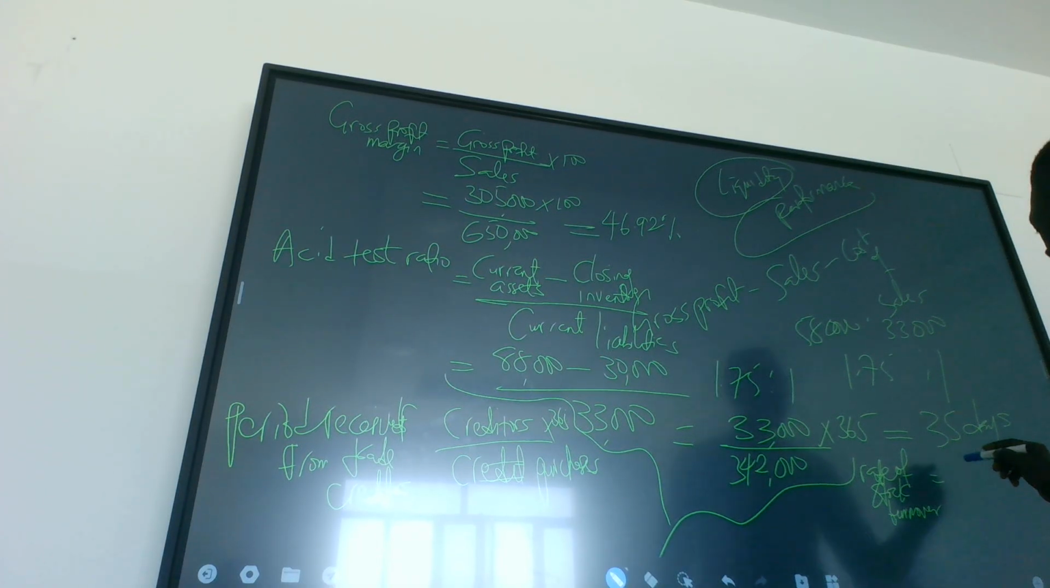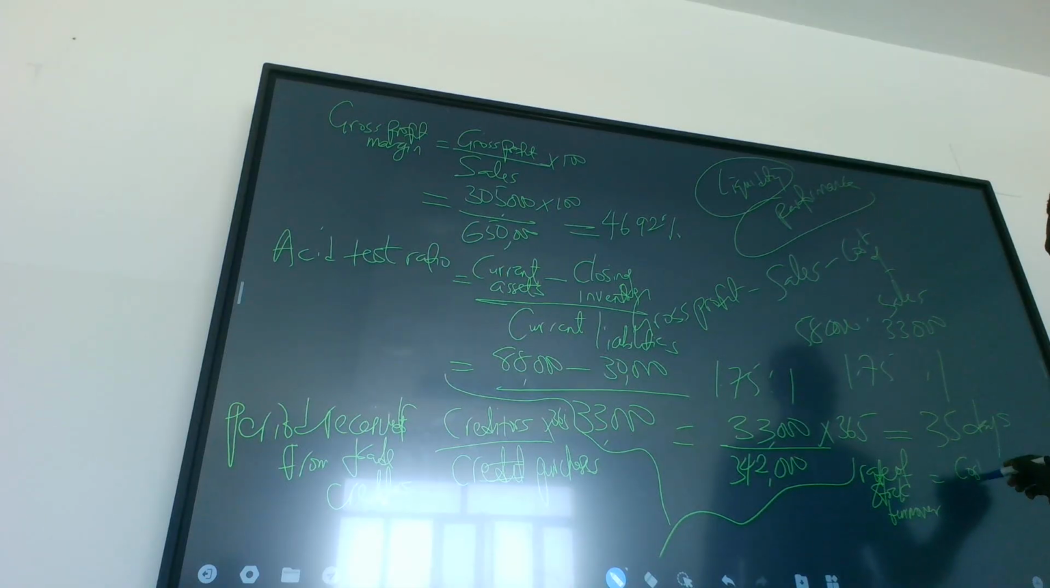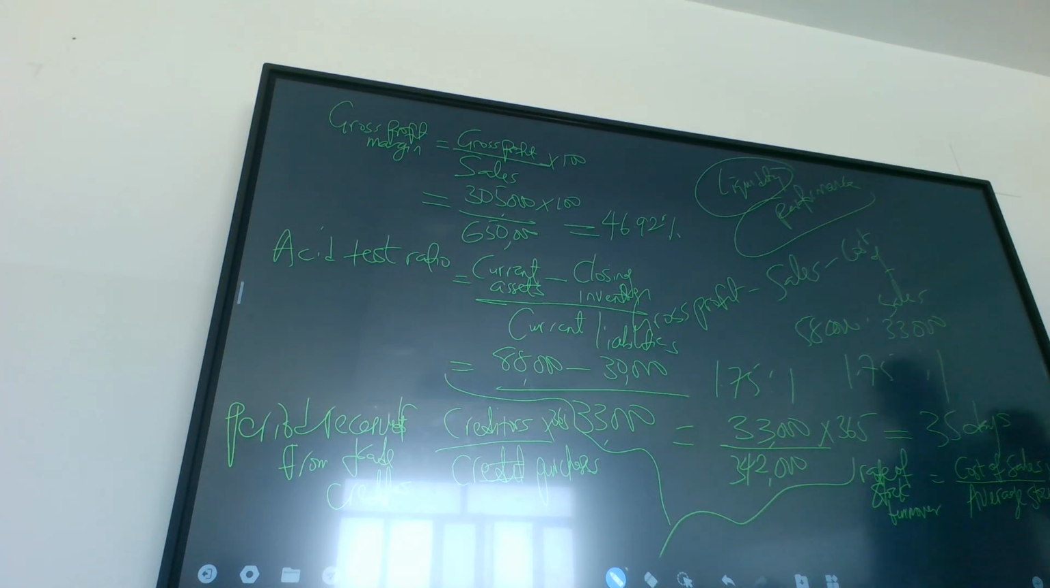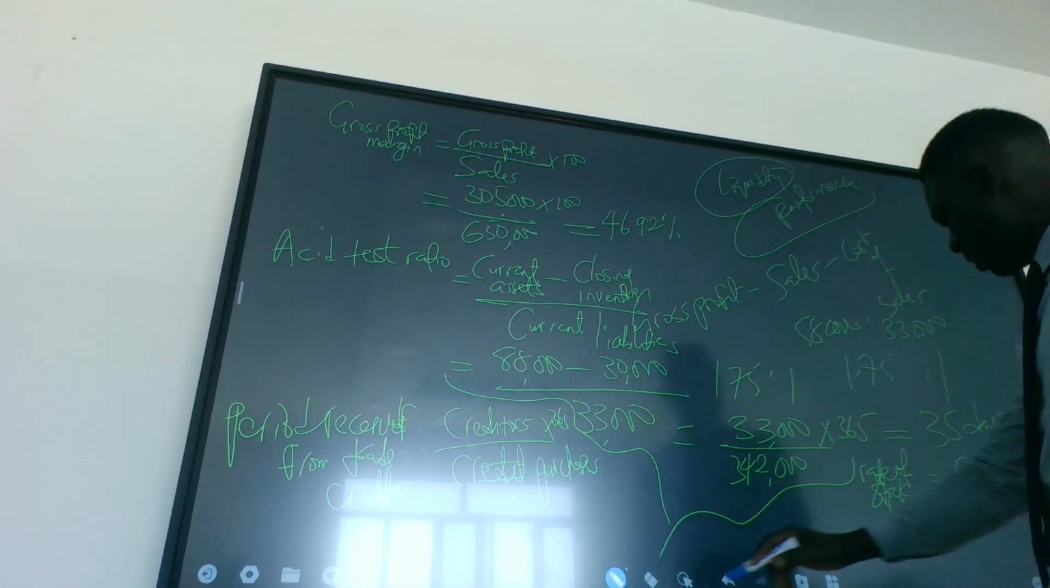It is cost of sales over average stock, multiplied by 365 days. Do you get that? Cost of sales multiplied by 365 divided by average stock. Now we need our average stock.